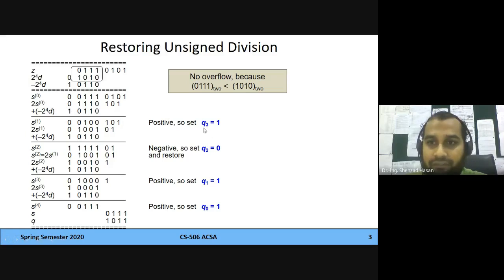Since this is the left shift algorithm, we are always talking about the MSBs first. So we are talking about Q3 here. It's not Q naught, it's Q3, right? The first bit would be selected first, would be set first. So the Q3 is going to be 1, right?